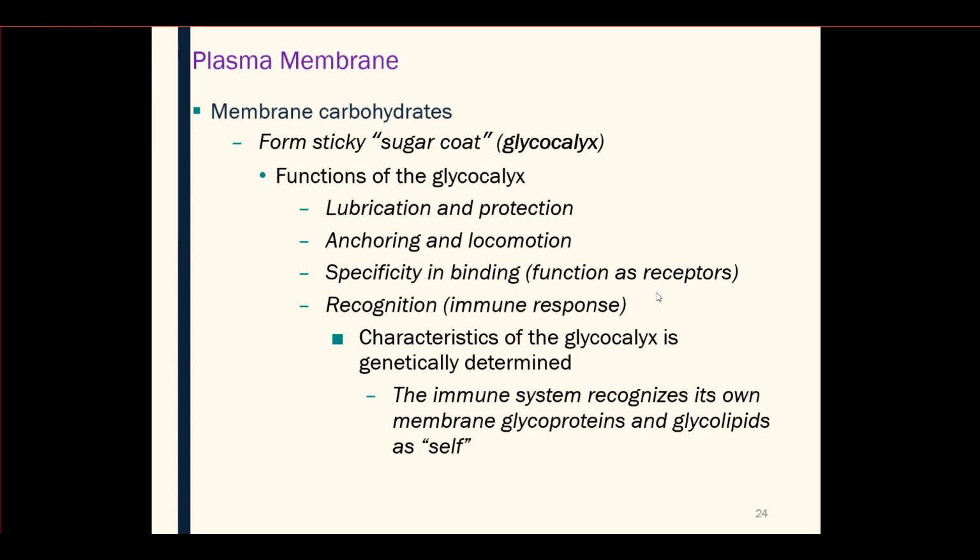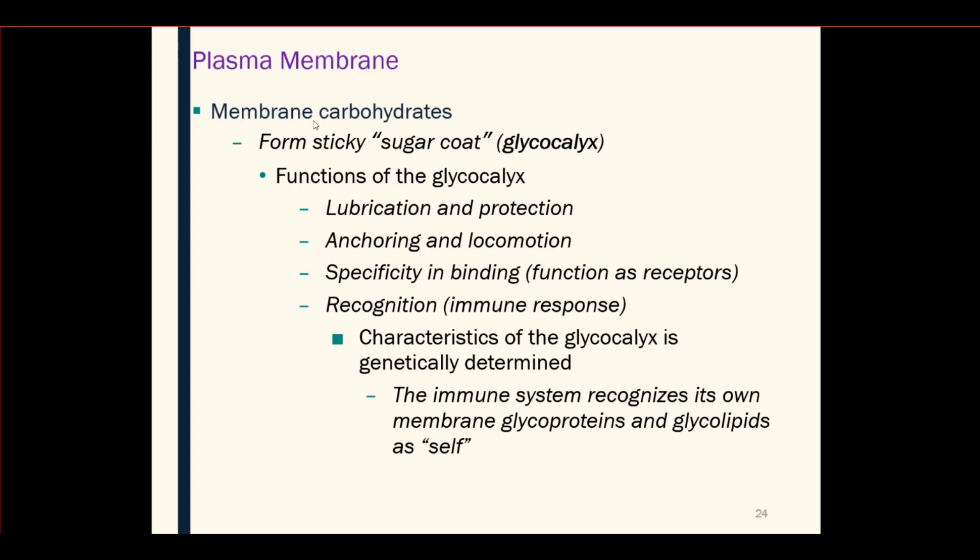So these membrane carbohydrates form a sticky, sugary coat that we call the glycocalyx. And think about this for a moment. Did you ever get sugar on your fingers and then your fingers got wet and then the sugar on your fingers became a little bit sticky? So it is a sticky, sugary coat. Let's take a look at some of the functions of this glycocalyx.